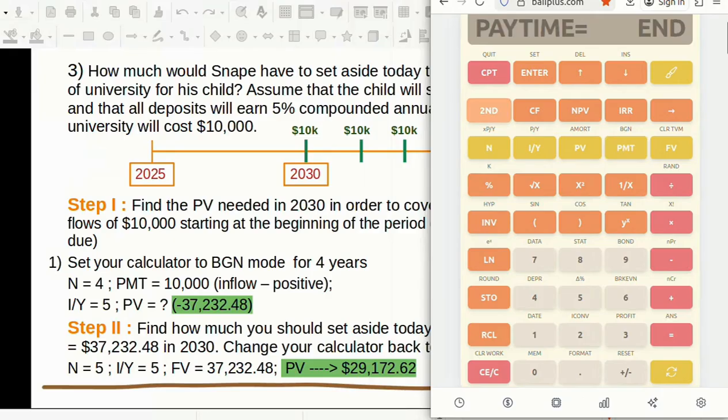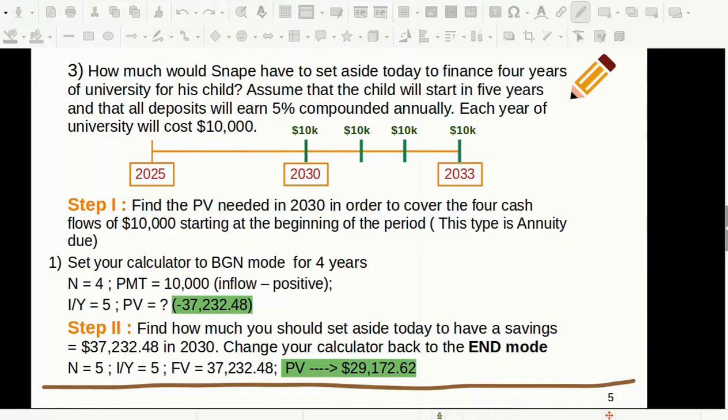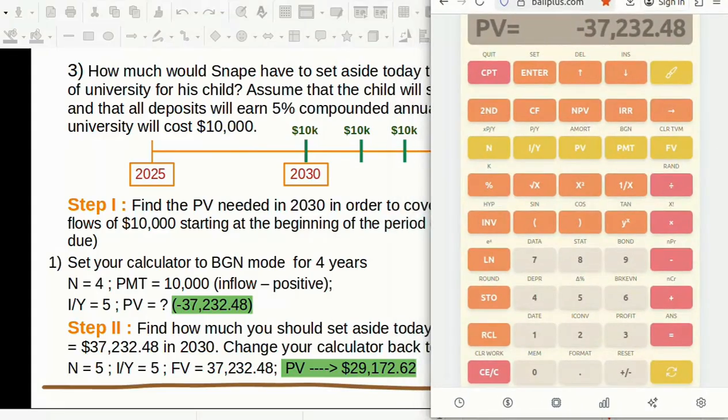4 is your N, 10,000 is your PMT. It's a positive number because it's a cash inflow. I/Y is 5. Find the present value PV. Now PV equals $37,232.48. Therefore, in the beginning of 2030, that's 5 years from now, Snape needs $37,232.48 in his portfolio, which will grow at 5% per year, so that he can withdraw $10,000 each year for the next 4 years to pay the university fee.